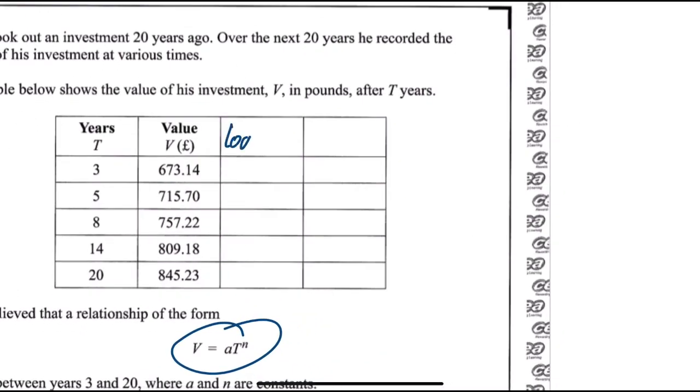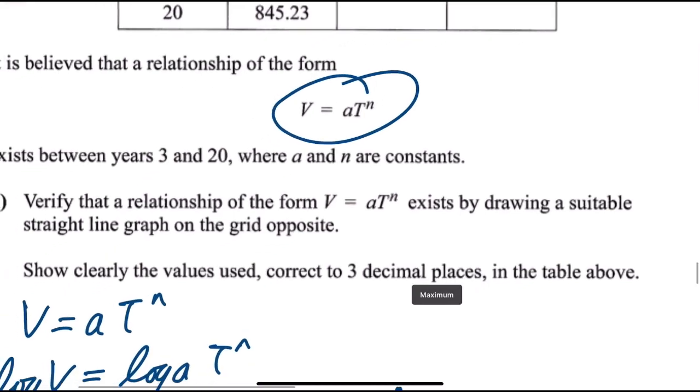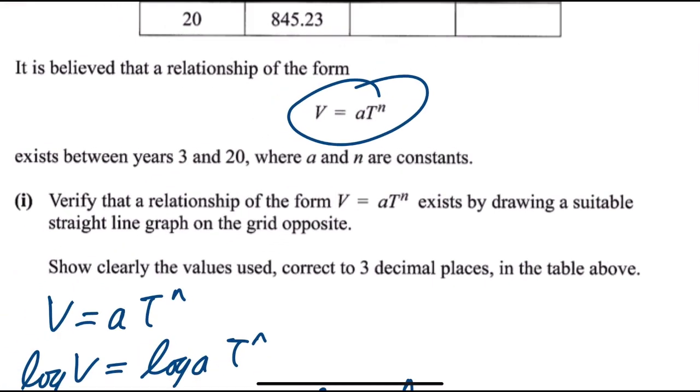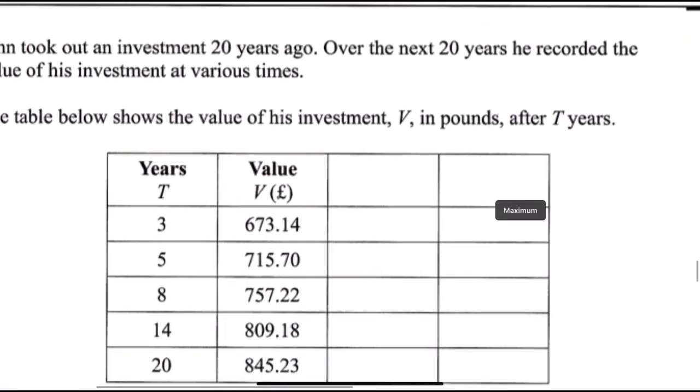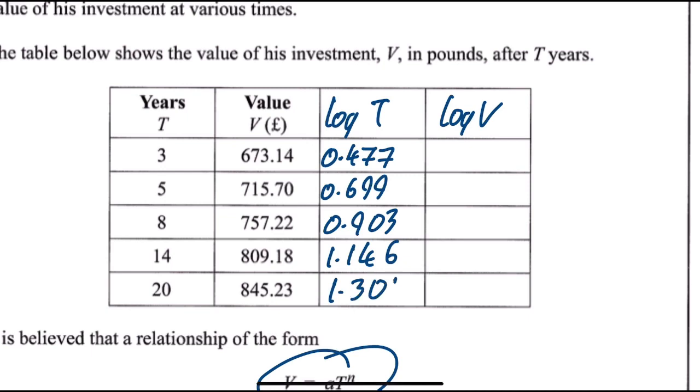Okay, so what we've got to do is find log T and log V, and you've got to do that. It says, verify this relationship and show clearly the values used correct to 3 decimal places. Okay, right, I'm just going to copy these down. I did these out earlier, so I'm just going to write these down. You get these from your calculator. And log V.